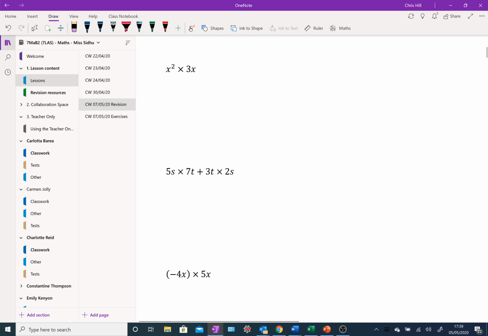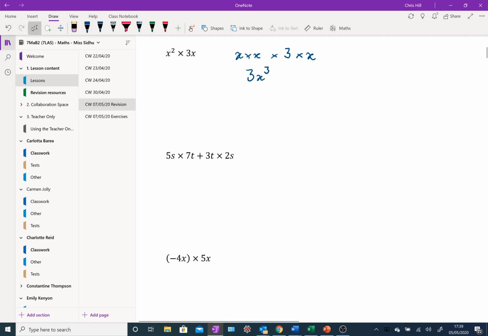Remember, this index squared means t times t. Okay, next one. That would be x times 3 times x. So you can see that's going to be 3x cubed.